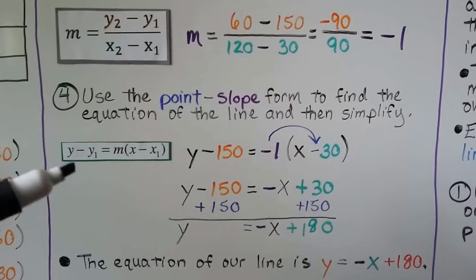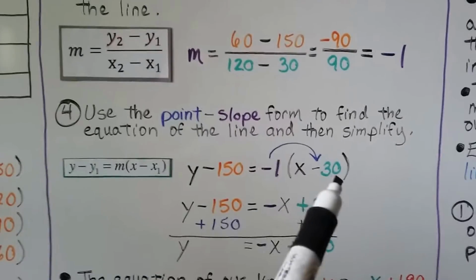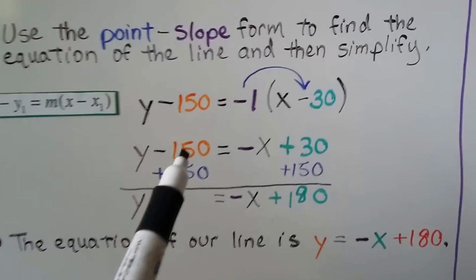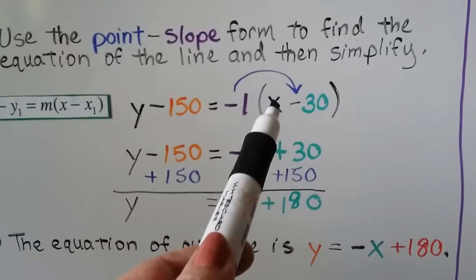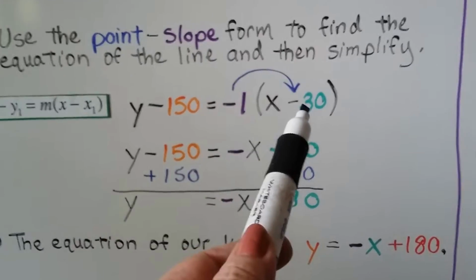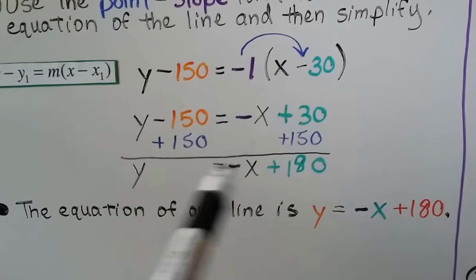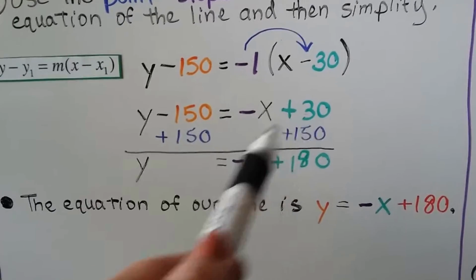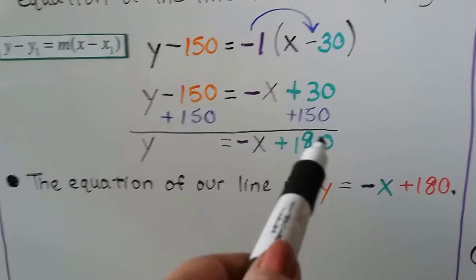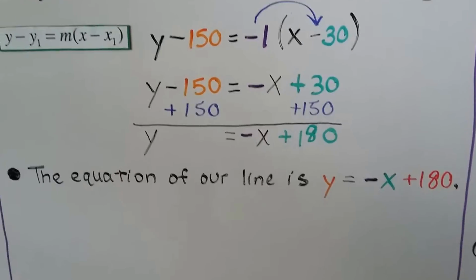Now we can use the point slope form to find the equation of the line and then simplify. So we know we've got 30 for x and 150 for y. We know our slope is a negative 1. And we need to distribute this negative 1 into the parentheses. So we've got a negative x plus a 30, because this negative and that negative make a positive 30, don't they? Now we can add 150 to both sides of the equal sign, because we're going to solve for y. That creates a zero pair here, and we have y equals negative x plus 180. And the equation of our line is y equals negative x plus 180.